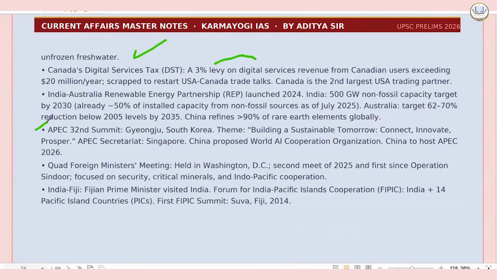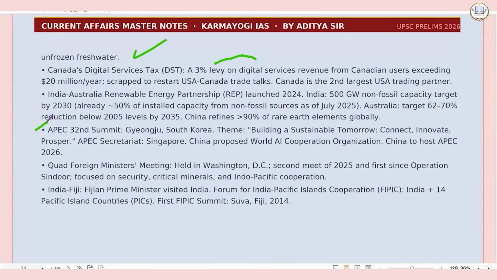There was a summit, the APEC 32nd summit in Guangzhou. Guangzhou is in China, and this is another place in South Korea. The theme was building a sustainable tomorrow: Connect, innovate, prosper. APEC Secretariat, Singapore. China proposed the World AI Cooperation Organization, and China is to host APEC 2026.